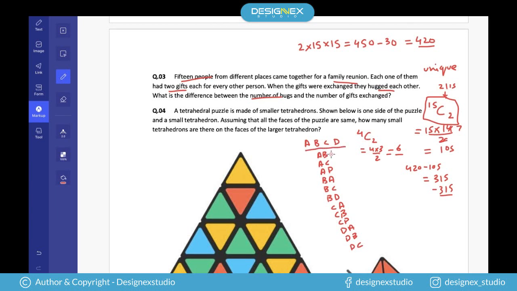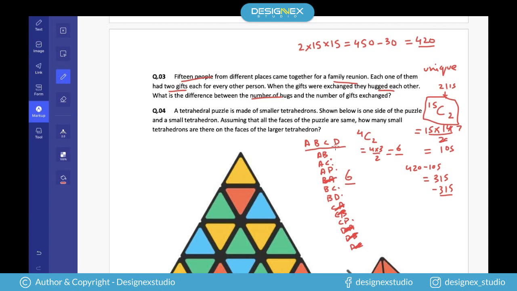But if you see, A, B is similar to B, A, so you can cut this out. A, C is the same as C, A. A, D is the same as D, A. B, C is the same as C, B. B, D is the same as D, B. And here C, D and D, C. So here also you can count 1, 2, 3, 4, 5, 6 outcomes.